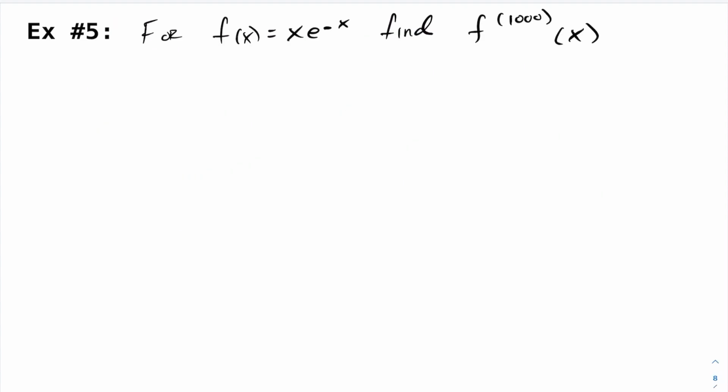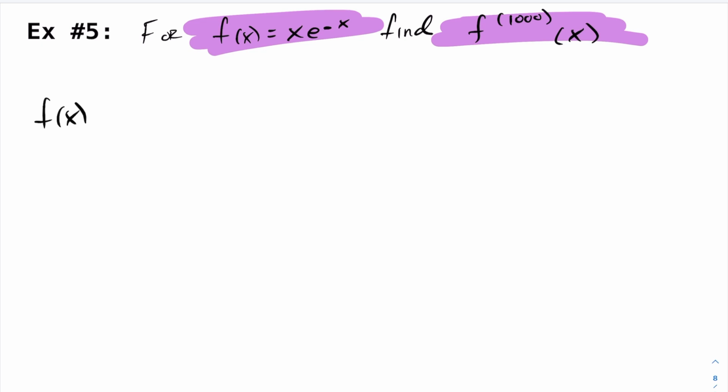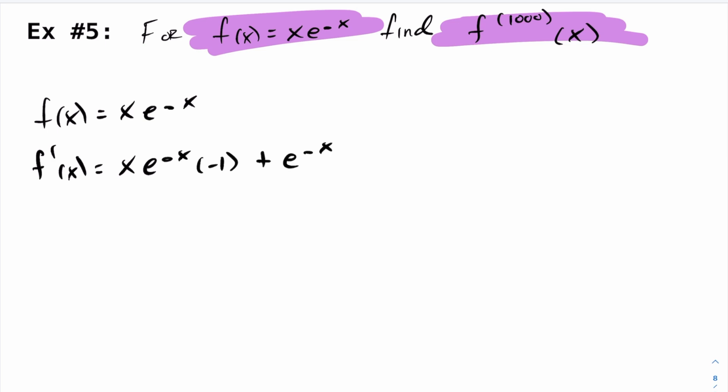For the following example here, they want us to find the 1,000th derivative of the following function. So obviously in this situation, we have to establish some sort of a pattern. So let's go ahead and try that here. We have our first function, x e to the negative x. Let's go ahead and find f prime of x. Well, f prime of x is going to be first times the derivative of the second plus the second times the derivative of the first. So simplifying this, we get negative x e to the negative x plus e to the negative x.